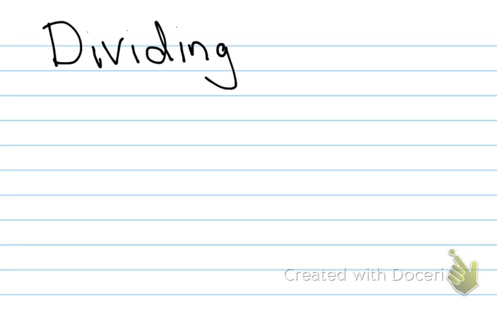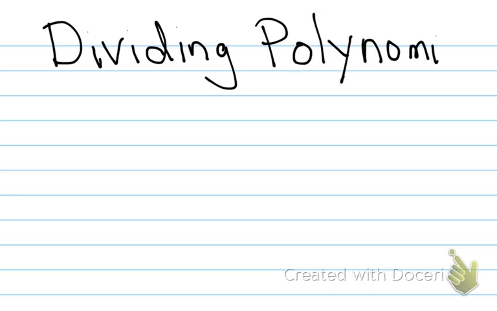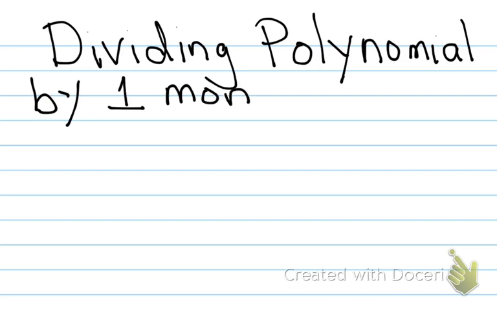So now the second objective is dividing polynomials. And we're only going to learn how to divide by one polynomial. We call one a monomial.